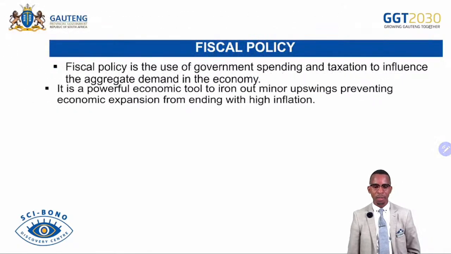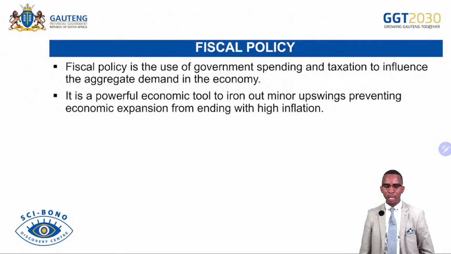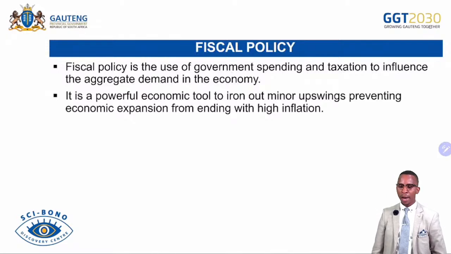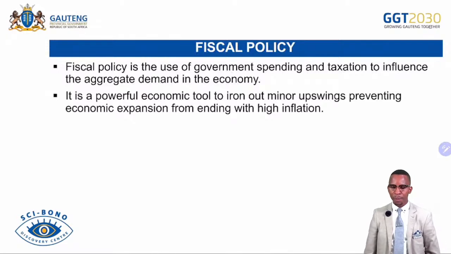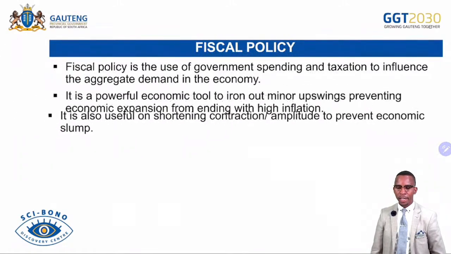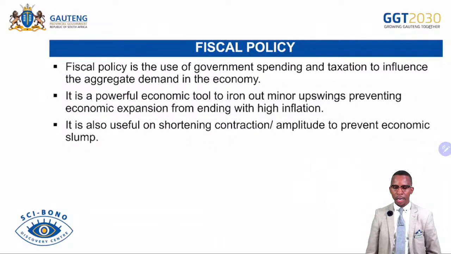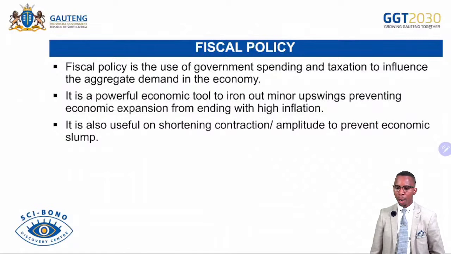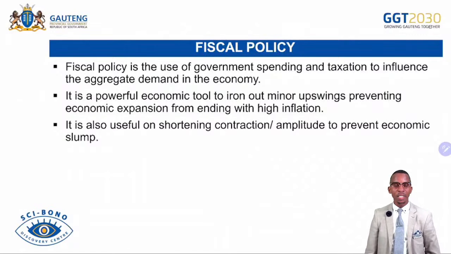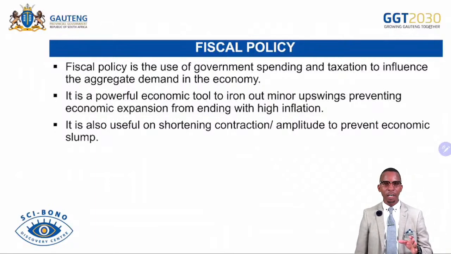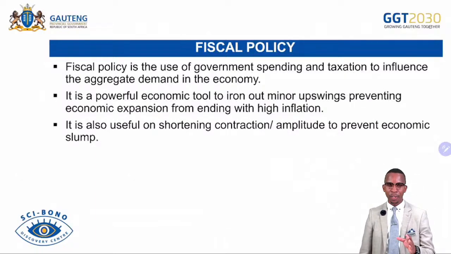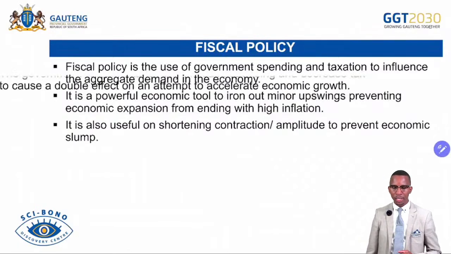We know that they are demand-sided. It is a powerful economic tool to iron out minor upswing and downswing to prevent expansion from ending with high inflation. And then it is also useful in shortening contraction or amplitude to prevent economic slump. So if ever there is a further expansion, government can intervene by using what we call fiscal policy. A further contraction and fiscal policy can also be used.